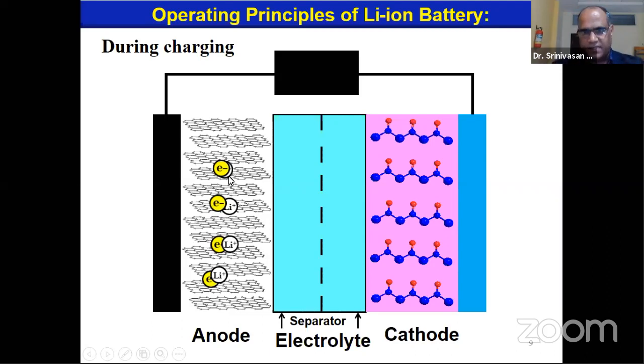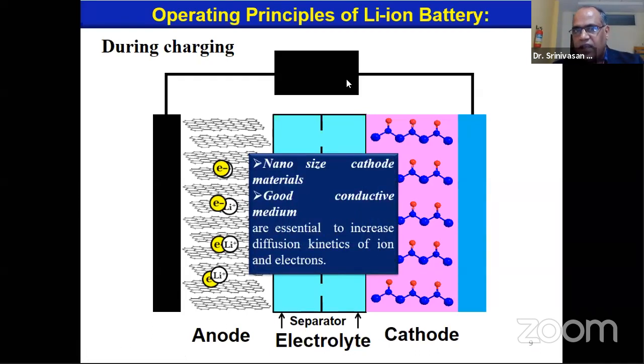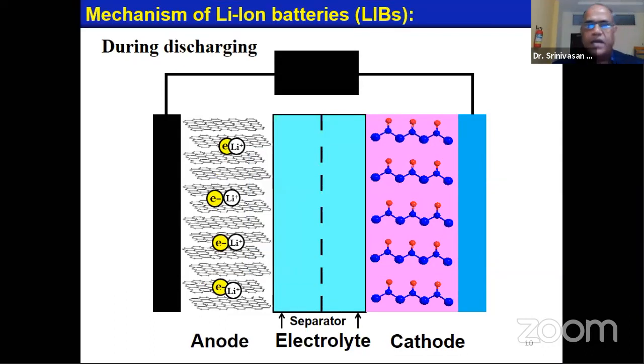How can you make it fast charging? Based on this mechanism, you can see that during oxidation there is lithium ion as well as electron. If you have nano-sized particles, the diffusion from the cathode to the anode will be much faster. And if you have a good conductive medium, whatever electron is generated within the crystal will diffuse through the current collector and go to the external circuit for charging your devices. So nano-sized cathode material and a good conductive medium are essential to increase the diffusion kinetics of lithium ions and the electrons generated during oxidation. By doing this, you can increase the efficiency of your lithium-ion battery.